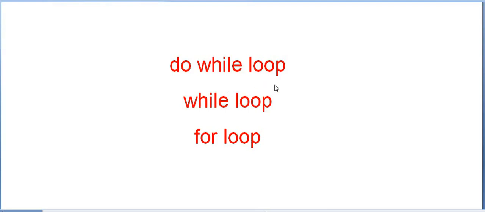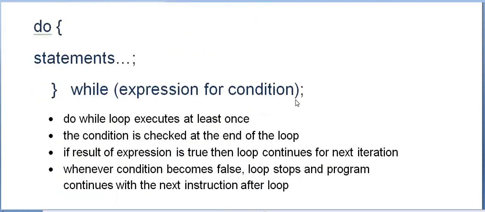There are three loops in C: while loop, do while loop and for loop. Let us see the do while loop. After do, within curly brackets, give the statements to be executed. At the end, give while and the expression for the condition.